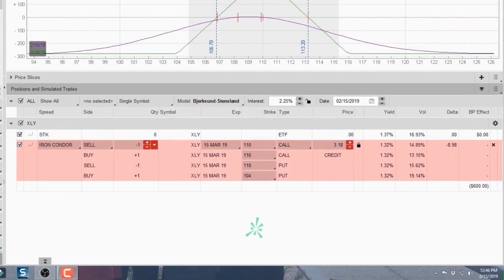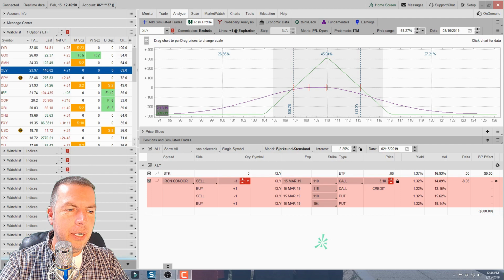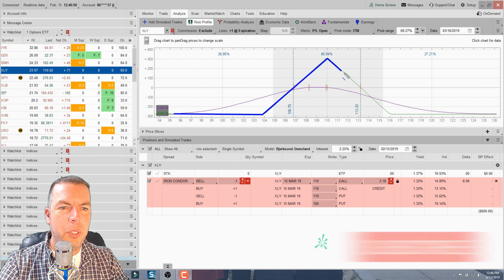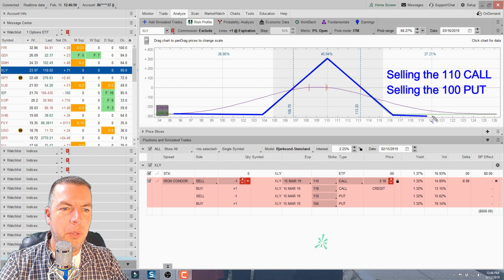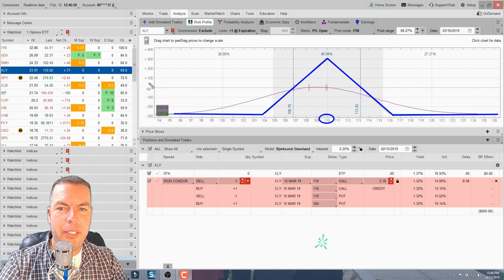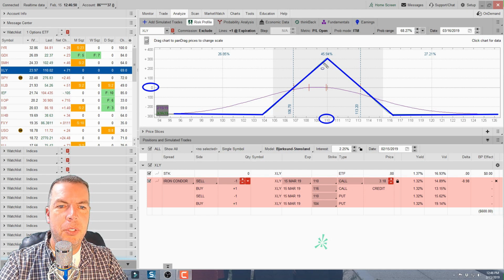All right, so we're going to throw it in here to our analyze tab, and you can see that we have the normal looking iron butterfly. Now again, looking at this iron butterfly, we're selling the 110 call and selling the 110 put, and our maximum profit is going to happen right here at 110. You can see our zero mark right over here. So anything above this zero line is going to be profit at expiration. So we make the maximum amount of profit right here at that 110 strike.